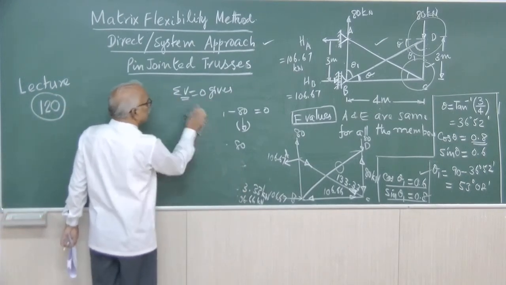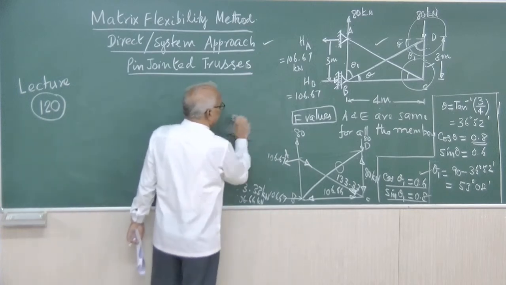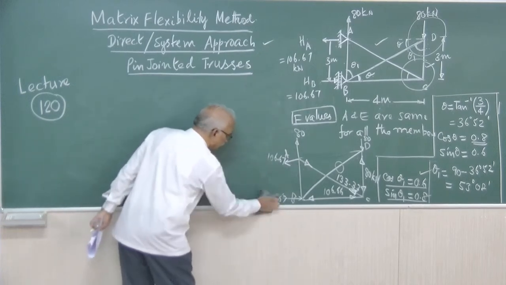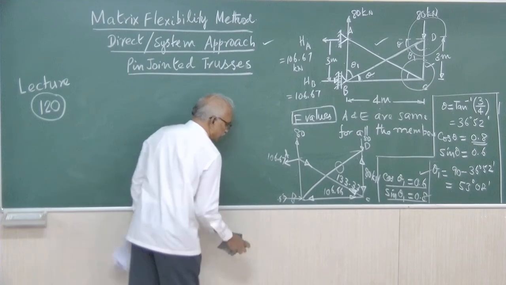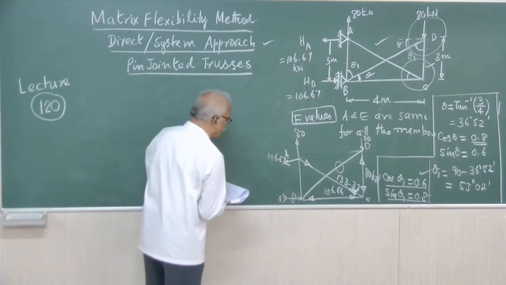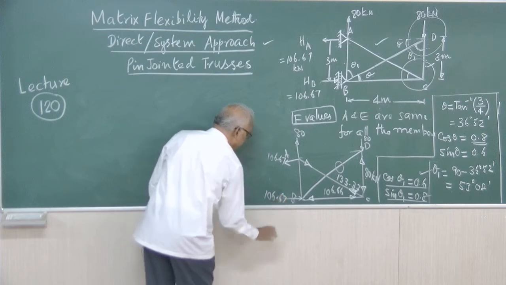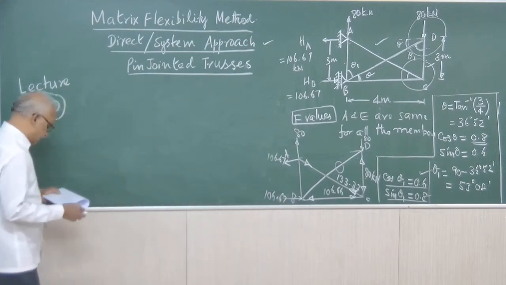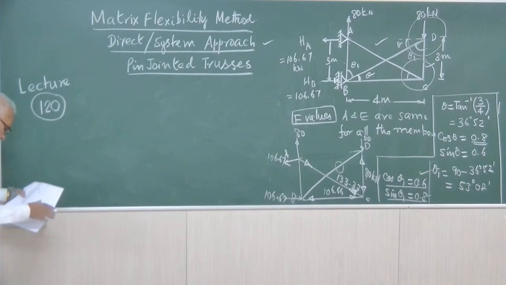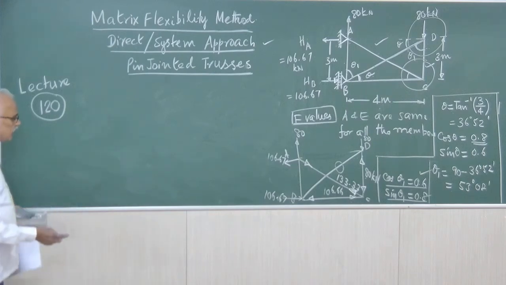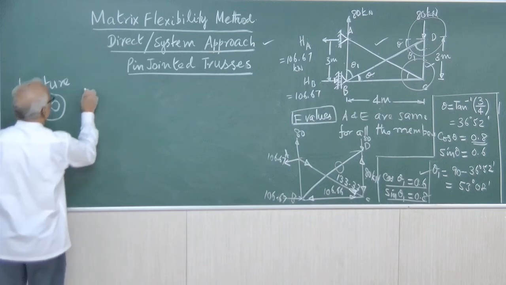We have marked all the values in the figure, therefore now we need not retain these values because these are all known, 106.67. Right. Next we can take any joint. You can take joint B or joint A. Anything can be taken. Let us take joint B.